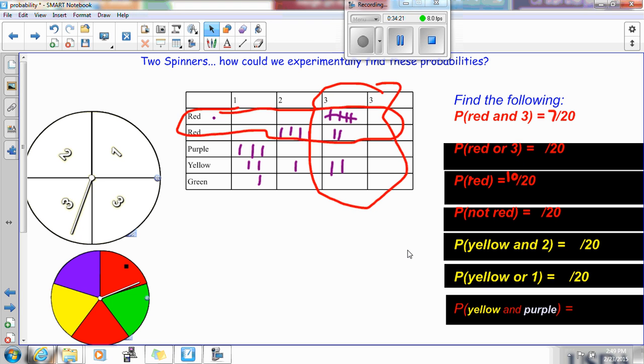The probability of red or a 3 means it could be something in these columns, 3, or it could be something in this column, red. And where they overlap here, these 7, we're not going to count them twice. So we have 1, 2, 3, 4, 5, 6, 7, 8, 9, 10, 11, 12. 12 total are red or 3.